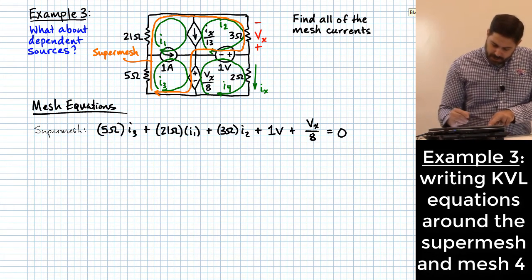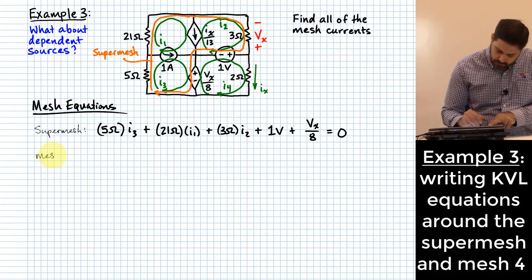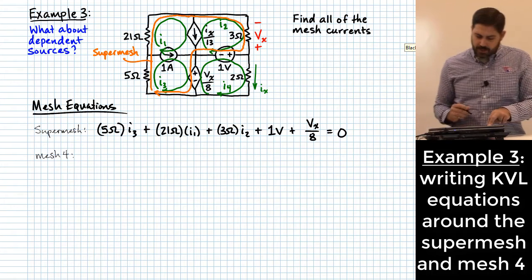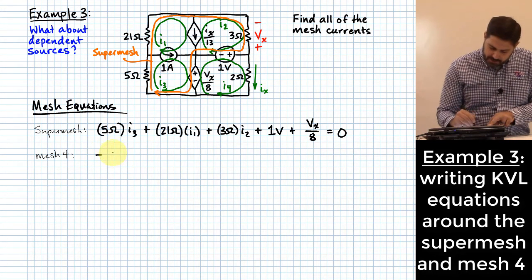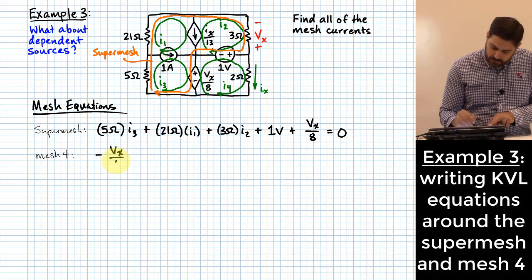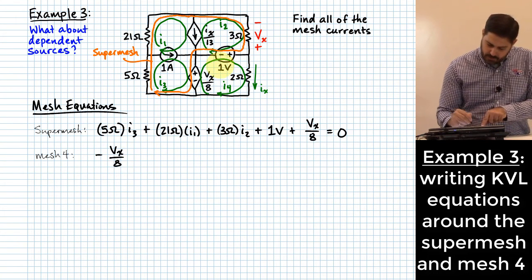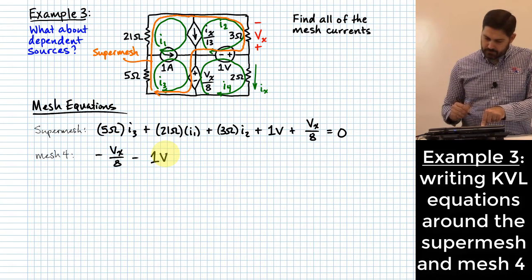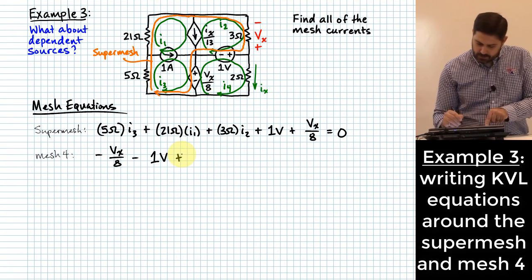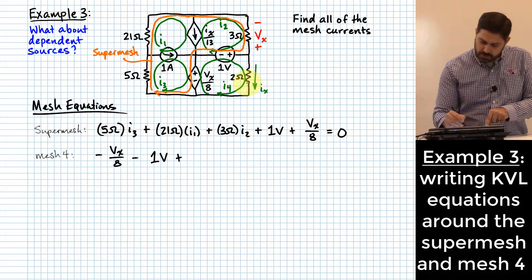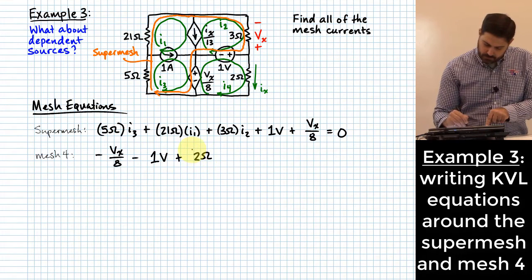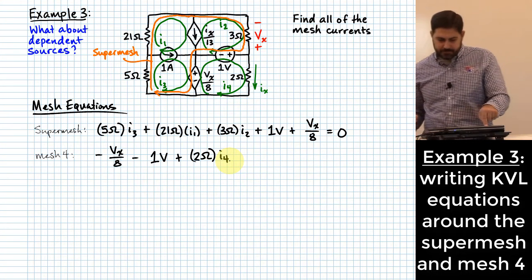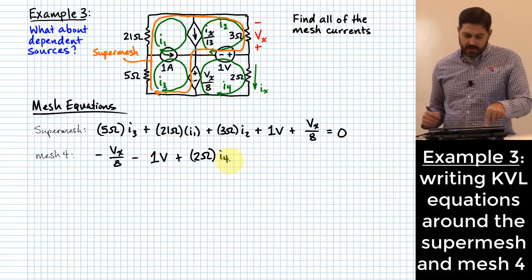I'll call it mesh 4. Okay? There I'm going to have minus Vx over 8. Minus 1 volt, okay, plus I4 times 2 ohms. Does that get me all the way around that loop?